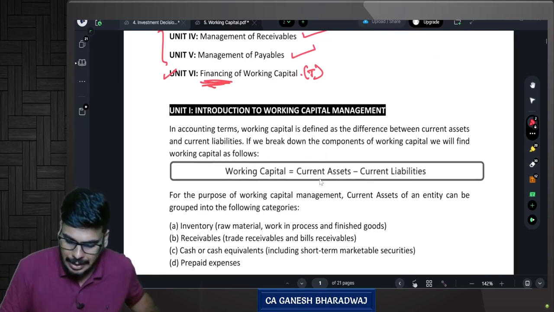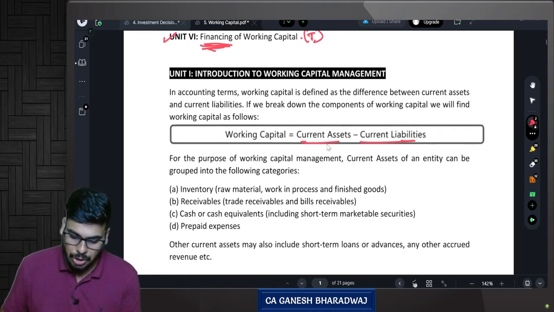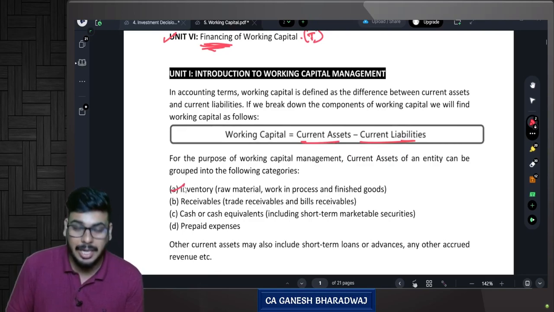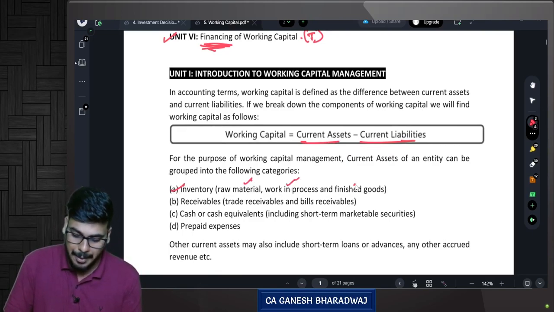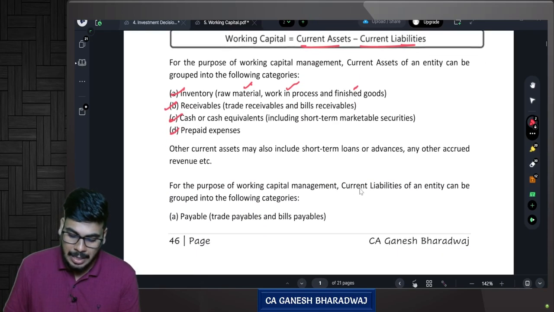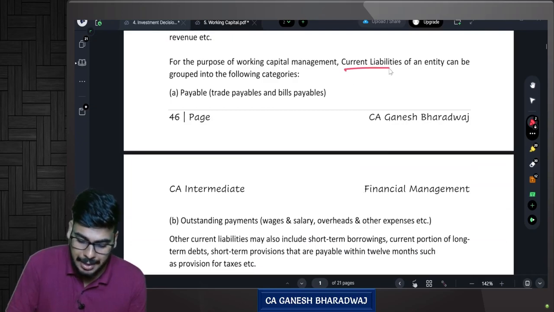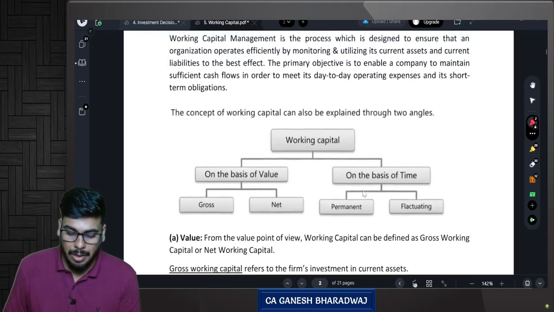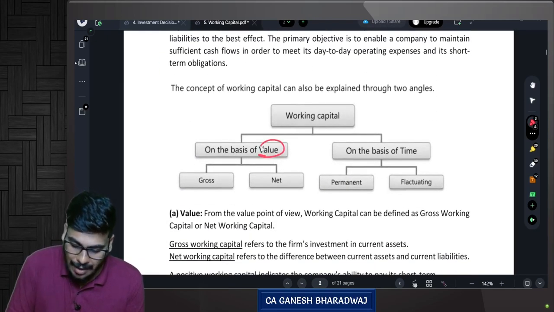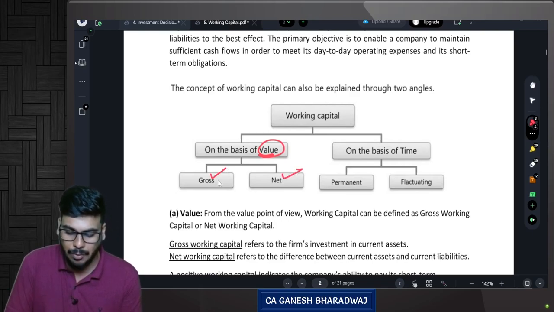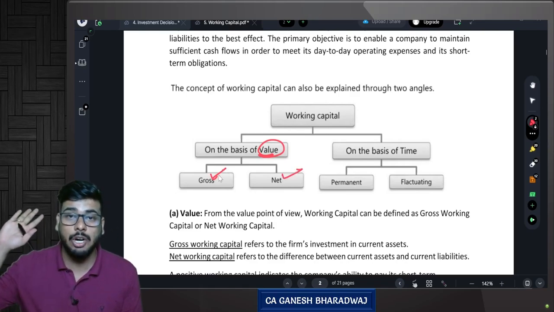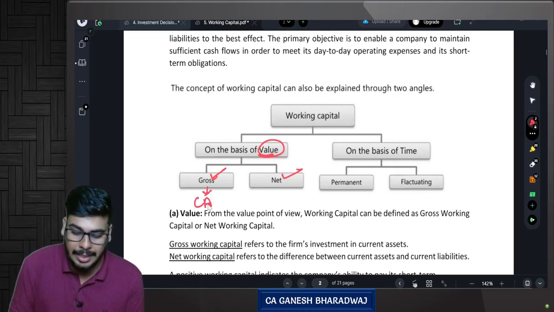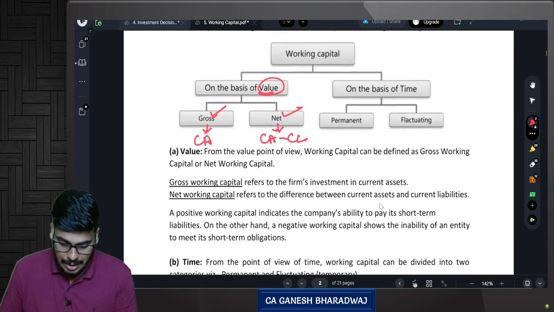So working capital is nothing but current assets minus current liabilities. So current assets include what? Inventory. Inventory means it includes your raw material, WIP, finished goods, receivables, cash or cash equivalents, prepaid expenses and all of that. And then your current liabilities will include the payables and any kind of outstanding payment that you've got. Okay, so now working capital management on the basis of value: gross working capital, net working capital. Gross working capital means what? Your current assets. Gross amount is current assets. Net working capital is current assets minus current liabilities. Are you clear with this?